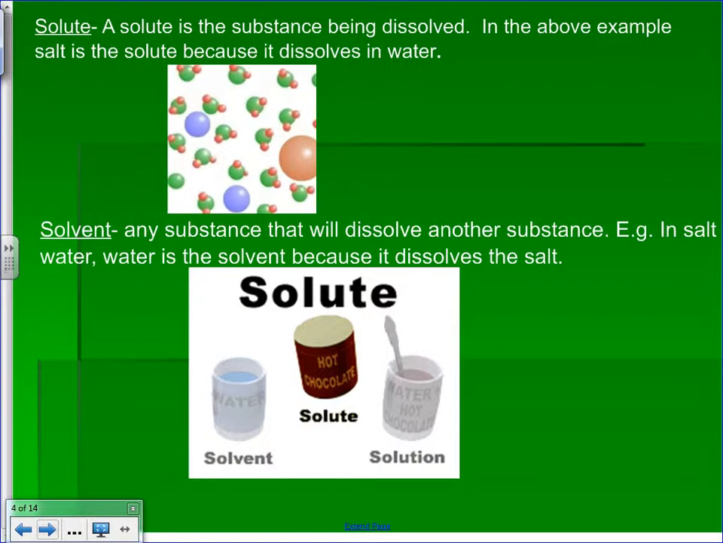Solute is the thing being dissolved. Most of the time that's a solid, but it isn't always. We said the day before yesterday that alcohol dissolves in water. Alcohol would be the solute because it's dissolving in water. Even though it's a liquid, it's still the thing that's getting dissolved. So solute is the substance that is being dissolved. In salt water, salt is the solute. Water is the solvent. So a solvent is any substance that will dissolve another substance.